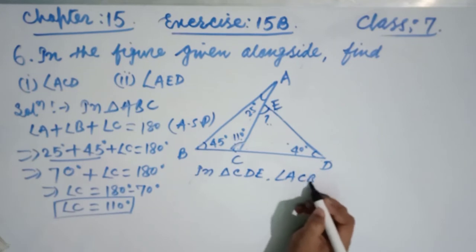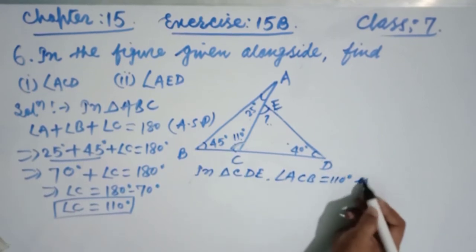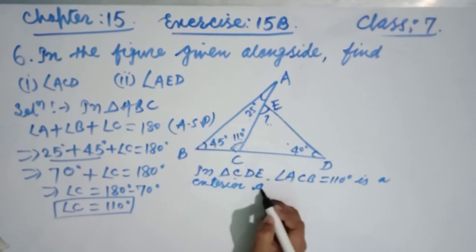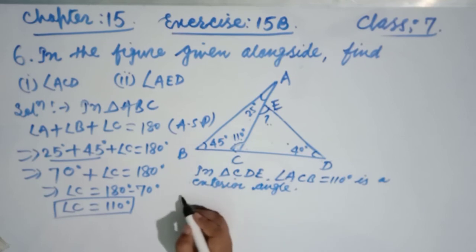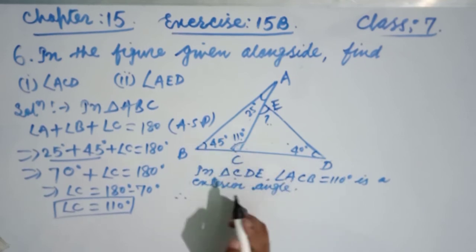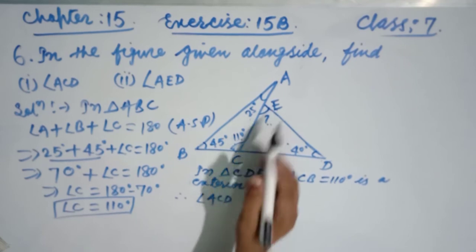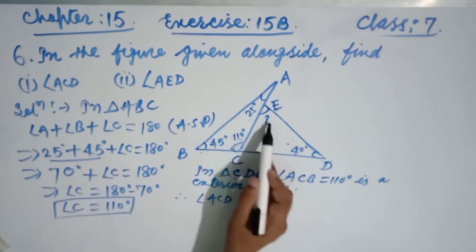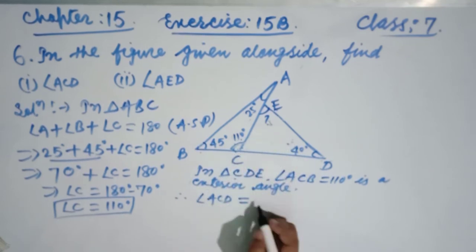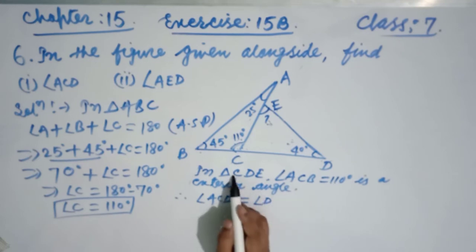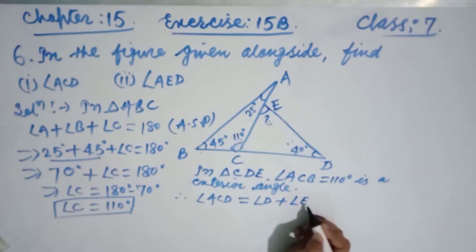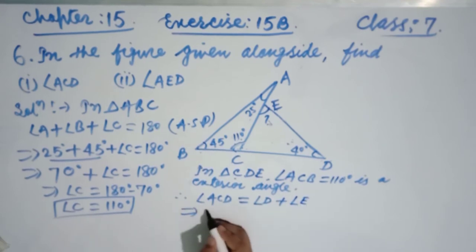ACB is equal to 110, the exterior angle. Okay friends, now hence, therefore this angle ACD is equal to the sum of the opposite two interior angles. These are the opposite two interior angles of this. We are talking about triangle CDE, angle D plus angle E. Remember, friends.